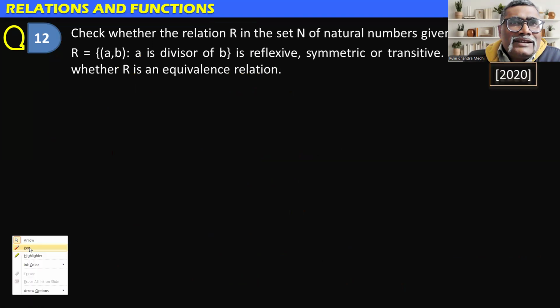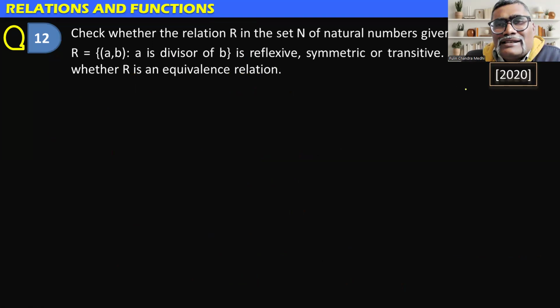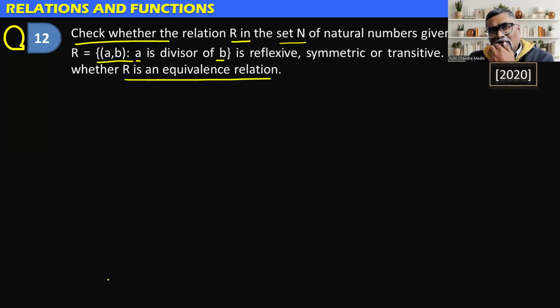Okay, let's get into the next question. It has been set in 2020. Check whether the relation R in the set N of natural numbers, given by R is equal to ordered pair (A, B), where A is a divisor of B, is reflexive, symmetric, and transitive. Also determine whether R is an equivalence relation or not.